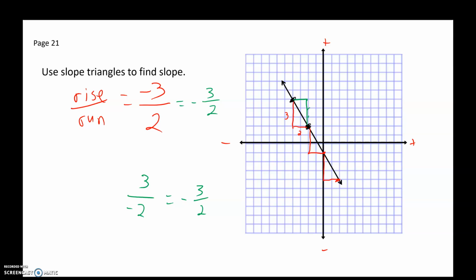So slope triangles are great. If anyone ever needs to get slope, you can plot 2 points and then just do a slope triangle and you've got it.